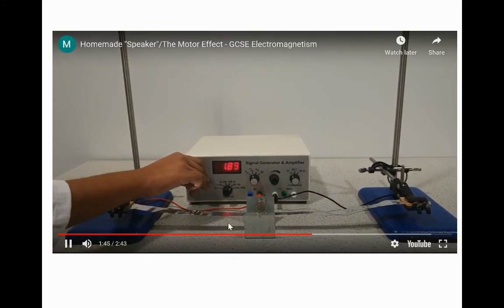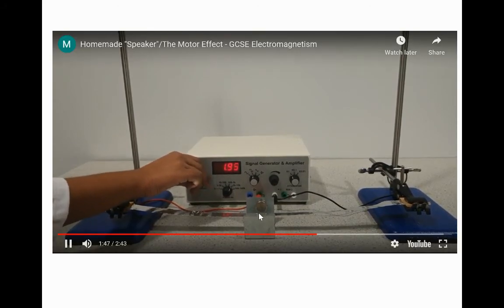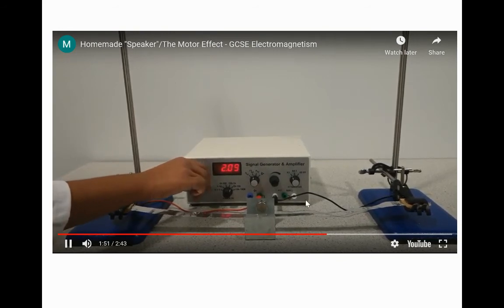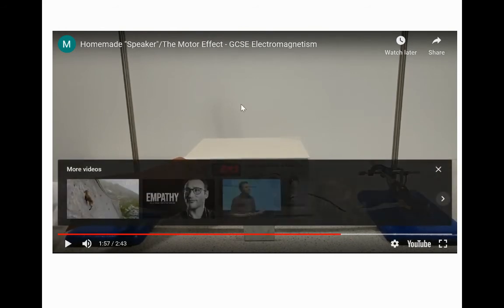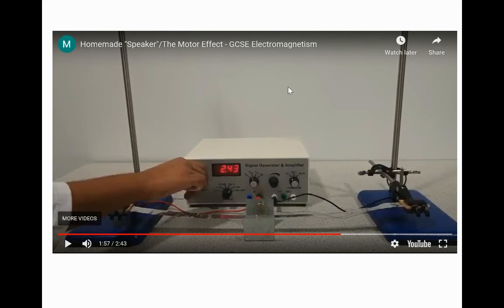So it's moving so fast that it is pushing the air, but we can't see it. And this is exactly what a speaker is. We don't need to actually learn about speakers in combined science, but I think it's quite a nice demonstration of just how simple speakers are, based on really two simple ideas.